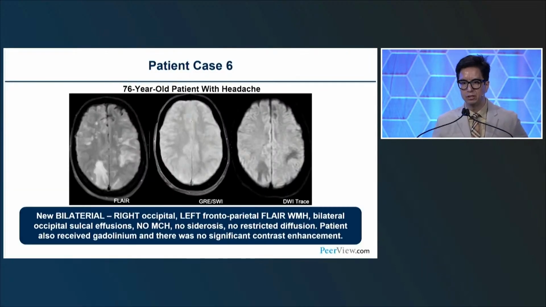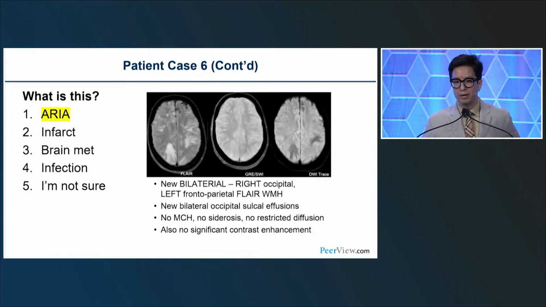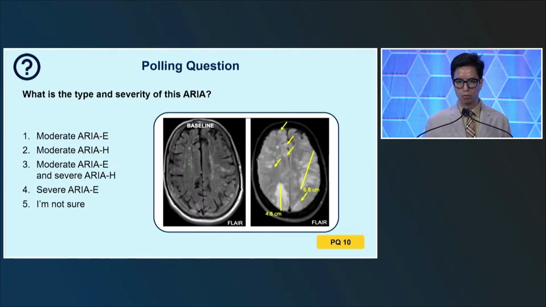Let's go to some patient cases. Again, this is an example of an individual with new bilateral right occipital and frontal parietal FLAIR white matter hyperintensities. These are edema, these are effusions. There are no microbleeds or siderosis. So what do we have here in terms of the diagnosis? This is ARIA, but the important thing to note is the history. You can't really say this definitively unless you have the history. So tracking that from the get-go is going to be super important.